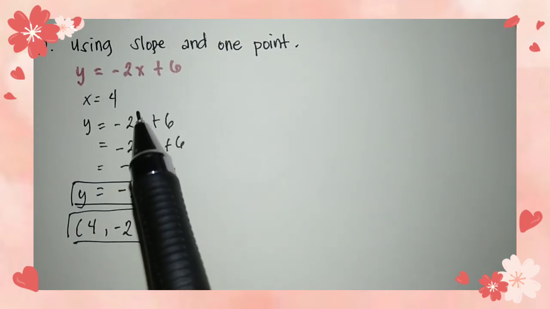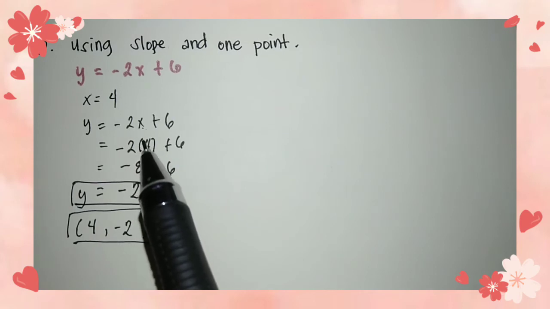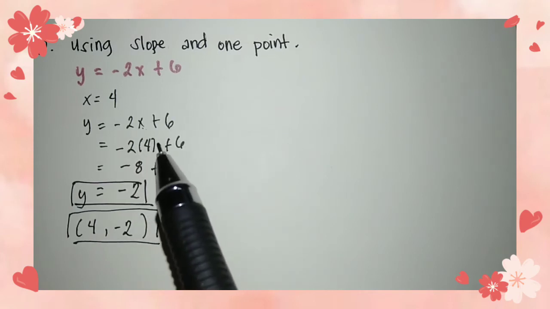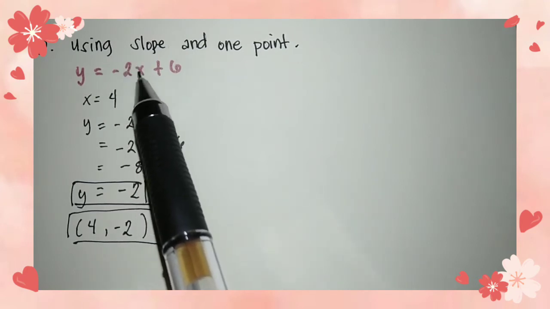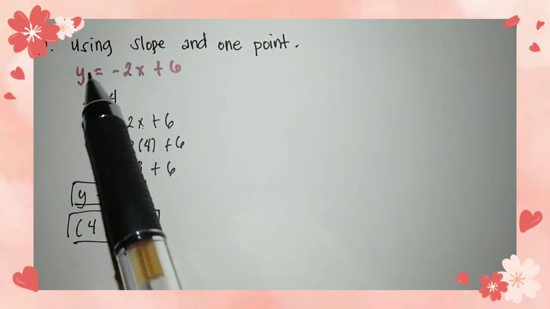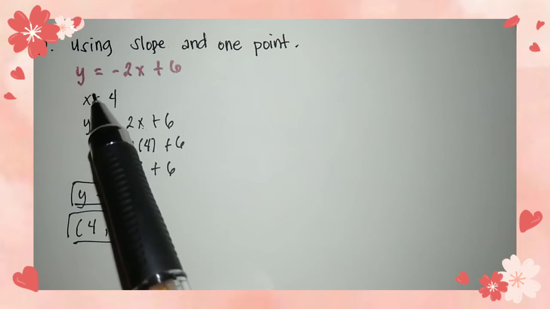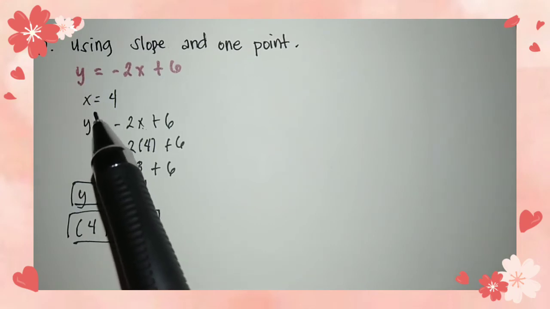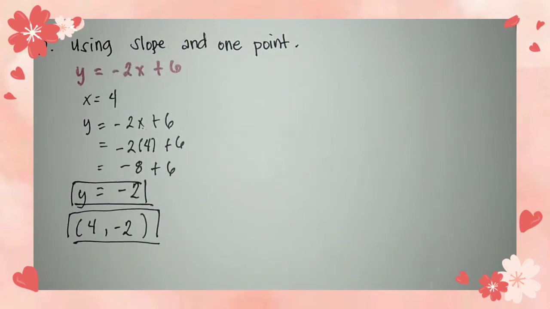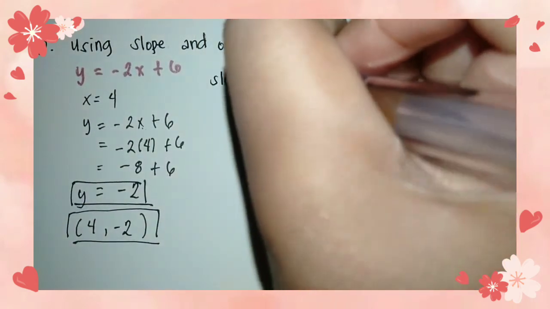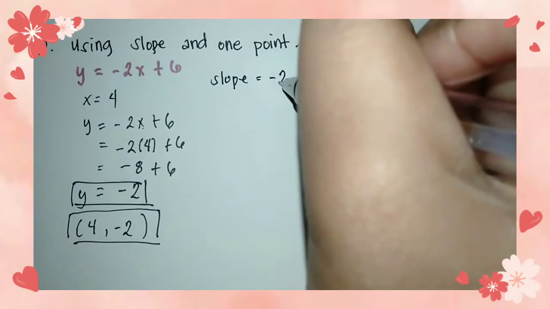So, remember, sa ating third method, using slope and y-intercept, nahanap na natin yung slope, which is itong negative 2. Bakit si negative 2? Kasi, yung ating linear equation is in the slope-intercept form, where y is equal to mx plus b, and m is yung ating slope. Ito yung ating slope, okay? So, we have our slope as negative 2.